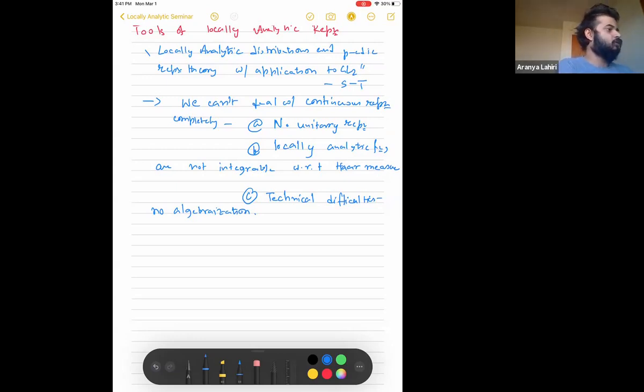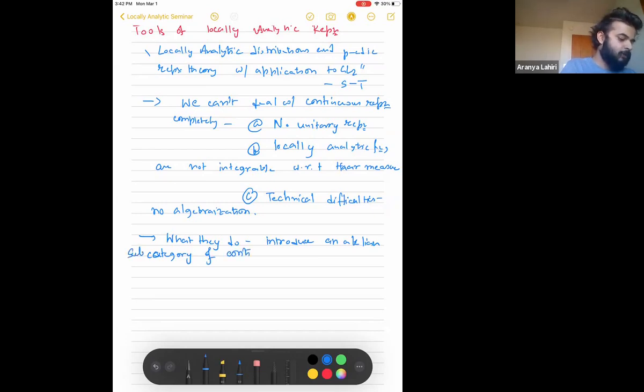So then they introduce, so what they do in this paper, is introduce an abelian category, a continuous abelian subcategory of continuous p-adic representations. And in fact, they call this category, so I'm going to be skeptical about this, admissible locally analytic representation.